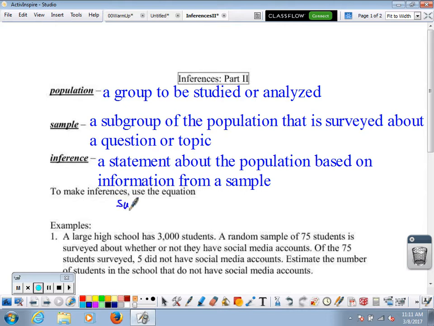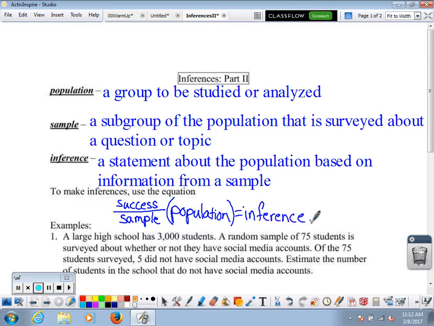What you do is you take the number of successes from your survey and you divide by the total number of people that you surveyed, the sample. Now that's going to give you a decimal. It's going to give you the percent of people in that sample that have that particular characteristic. So what you do then is you multiply that decimal by the population. And with that equation, with that division followed by the multiplication, that's going to give you your inference. That's going to tell you what you want to know about the population.